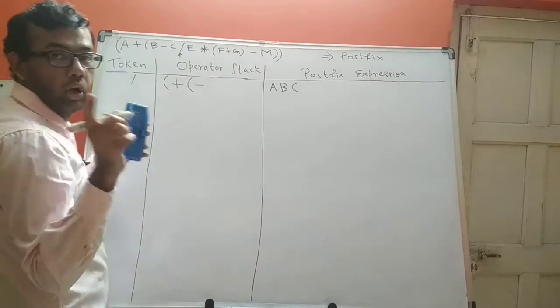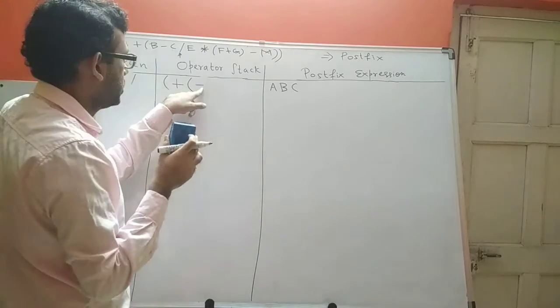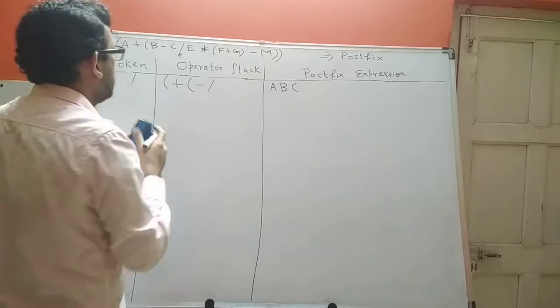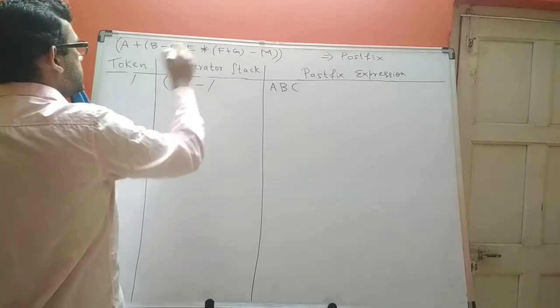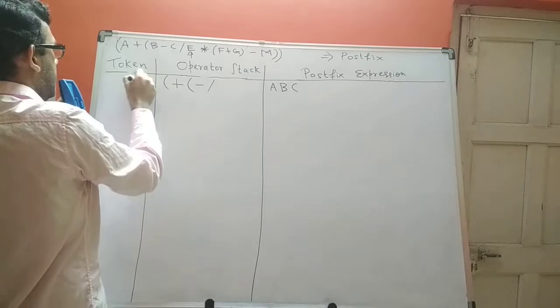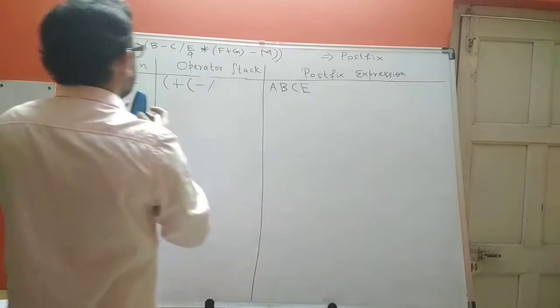Division is an operator and it has higher precedence than your top of stack. Your top of stack is minus. It has higher precedence than your top of stack, so you push it onto the stack. Next you have E. E is your current token and E is an operand, so you add it to the output.